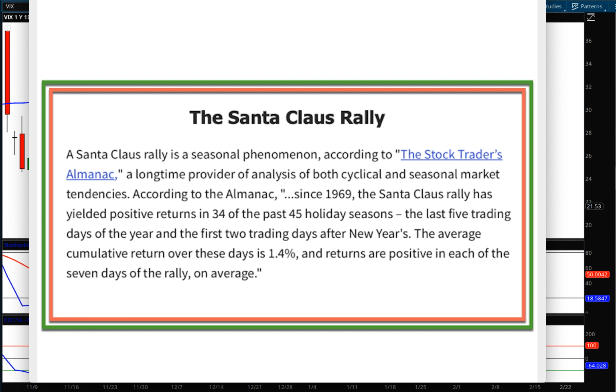Well, this came about back in 1969, and it was mentioned in the Stock Trader's Almanac. And it was then that the Santa Claus rally was defined as a seasonal phenomenon where the last trading days of the year, last 5 to be exact, and the first 2 trading days after New Year's Day, we generally see a rally. And out of the past 45 years, 34 of those seasons have resulted in a positive Santa Claus rally. Now, that, of course, doesn't guarantee that we're going to see the same thing.